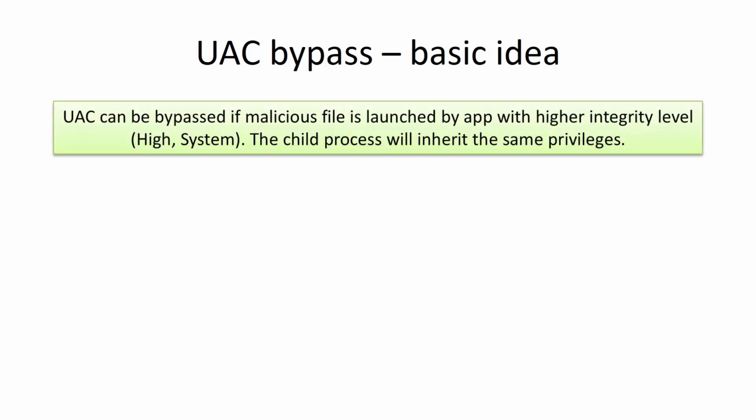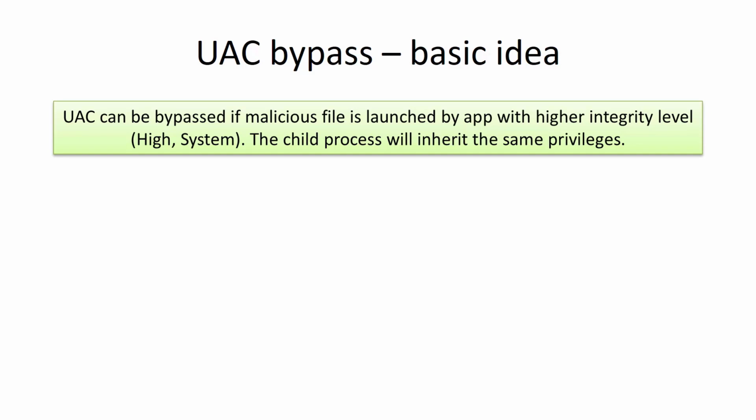Okay, we know what UAC is, but how to bypass it? UAC can be bypassed if a malicious process is launched by a trusted legitimate Windows service, which is running as SYSTEM. In this situation, the child malicious process inherits the same privileges as the parent process.